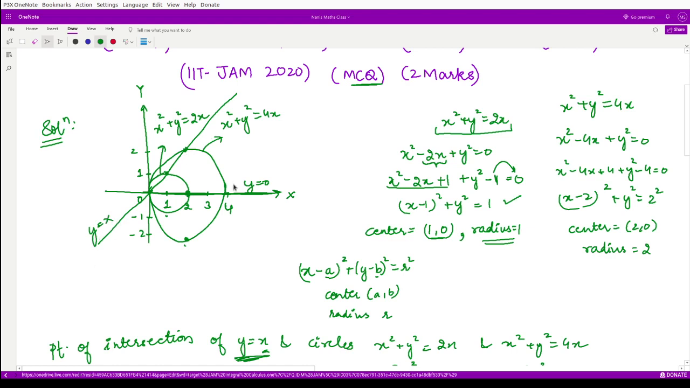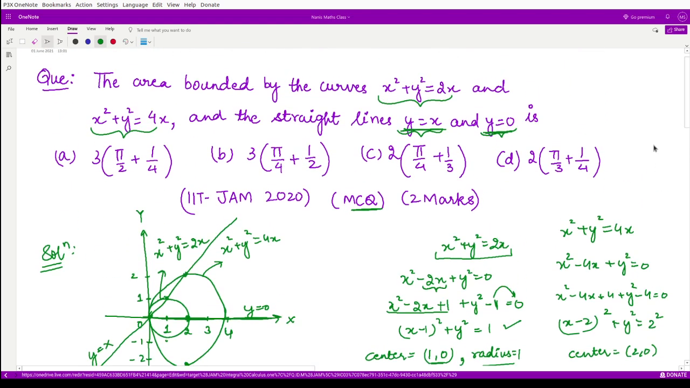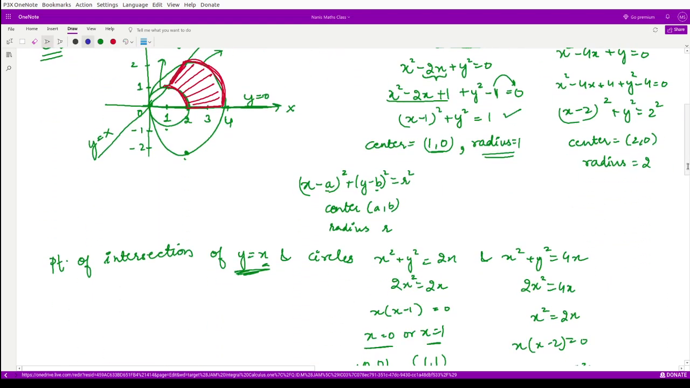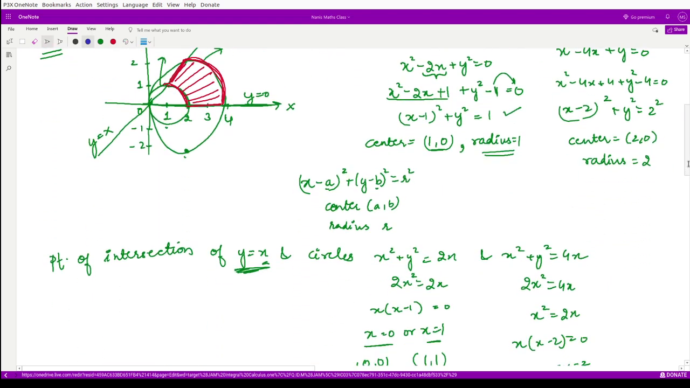So now what is the region that you are interested to calculate the area? So the region of interest is that bounded by this circle, right? Let me mark this circle, right? And this line, this y is equal to 0 and the line y is equal to x. So this is our area of interest here. So in this case we are to calculate the area of this particular portion.